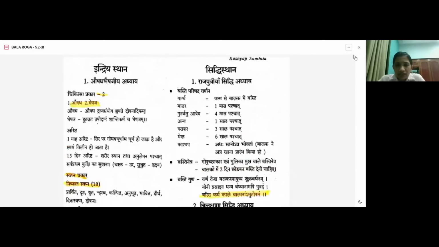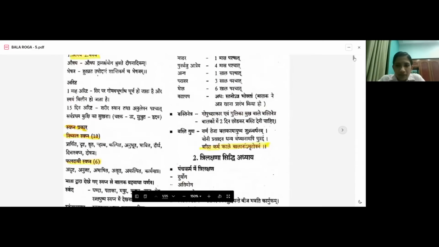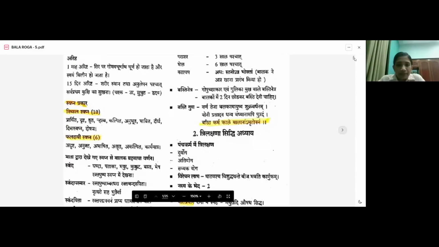Next, the Siddhisthana. Here you have to study the Vasti Guna. Vasti karma kale balanam amrudobama. So according to Kashyapacharya, the Vasti karma is equal to nectar for children. Okay. And the next is Trilakshana Siddhi Adhyayam.